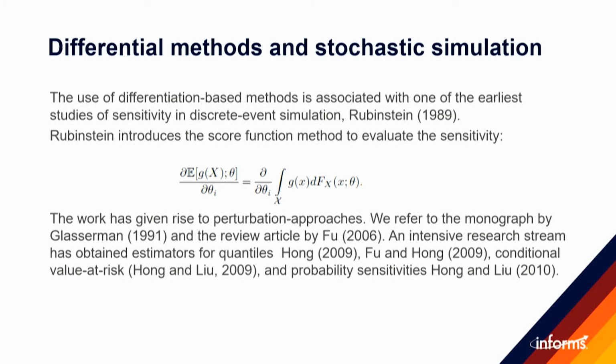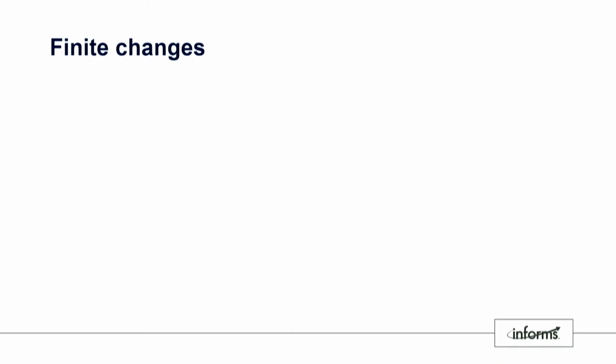And this has given rise to several seminal and important works in the literature of stochastic simulation with what is called perturbation theory. And you have the work by Glasserman, 1991, which is a book, and a review by Michael Fu, and other works with sensitivities not only of expected values, but also quantiles. So these are local sensitivities of expected value of quantiles by Hong, Fu and Hong, and several other value at risk and probabilistic sensitivity by this work. So this is a stream in stochastic simulation.